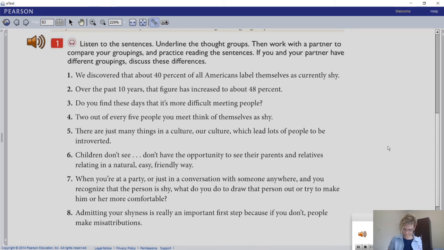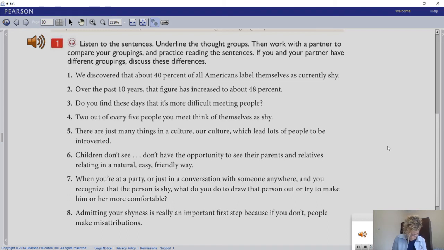We discovered that about 40% of all Americans label themselves as currently shy. Over the past 10 years, that figure has increased to about 48%. Do you find these days that it's more difficult meeting people? Two out of every five people you meet think of themselves as shy.